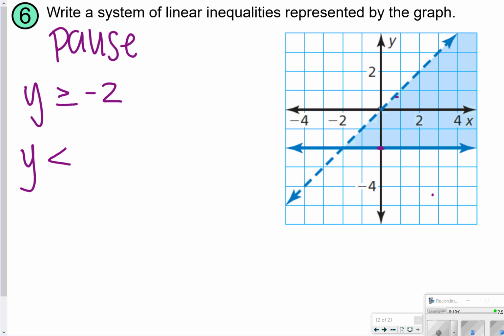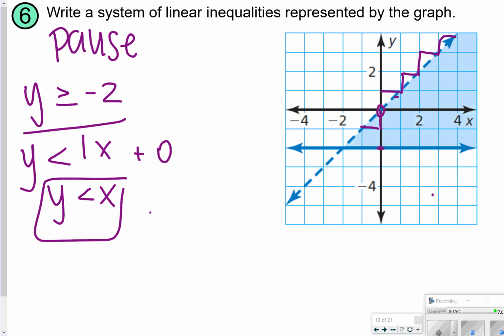And then I noticed that my y-intercept is 0, so I could say plus 0. And then my slope is rise 1, run 1, because that's every single time it's intersecting. So what I would say is 1 over 1x, or just 1x, or you can simply write y is less than x. So I'd actually maybe stick with these two right here.